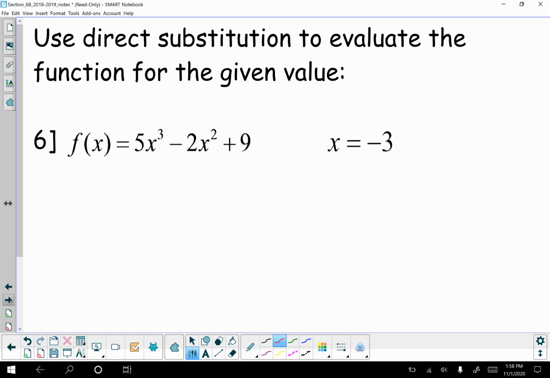All right, so use direct substitution for the following. So I want to plug in -3. Another way this could be written is they could write it as this. These 2 terms are the same thing. Okay, so what we're going to do is plug that negative 3 in.